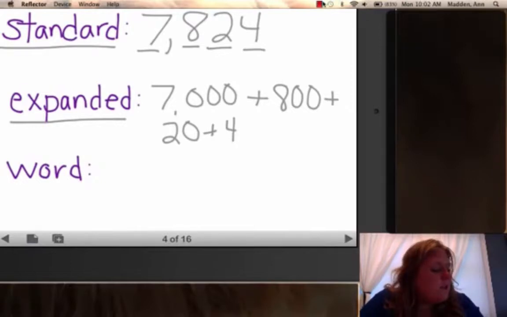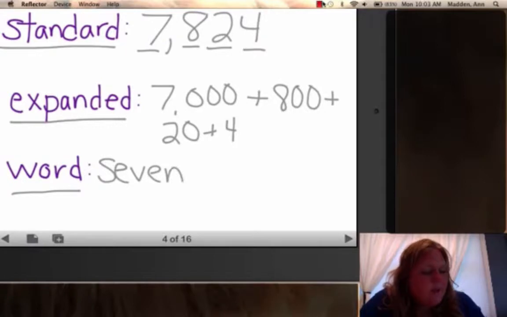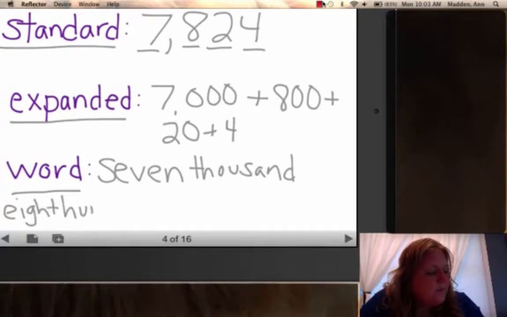The word form is one that we don't use a lot, but if you've ever seen your parents write out a check before, on that check you always have to write the word form, so it's very important to know. The word form would be 7. Each time I come to that comma, I know I'm ending a period, so 7,000. I get to my 8, would be 800.